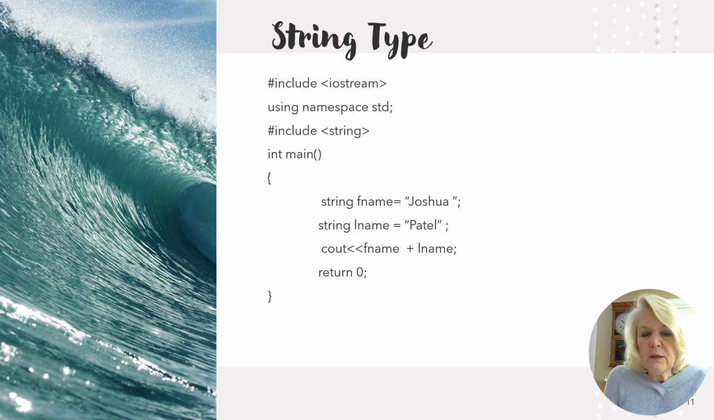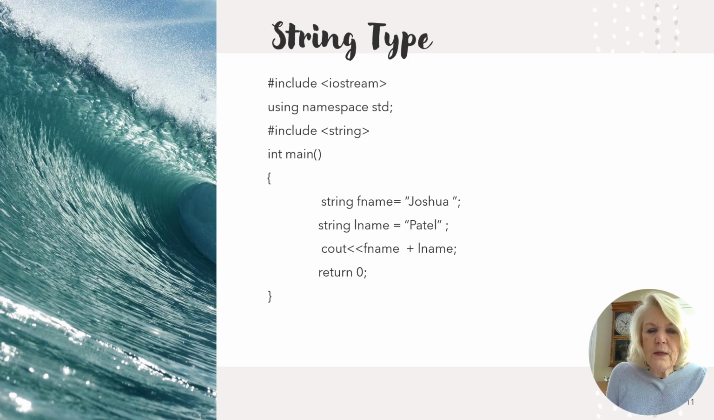So the first thing you do is you have a variable named fname, and it's a string data type, and you're assigning it the name Joshua. Any strings should be surrounded by double quotes. And then, of course, every executable statement needs to finish with a semicolon. On the next line, you're assigning Patel to lname.